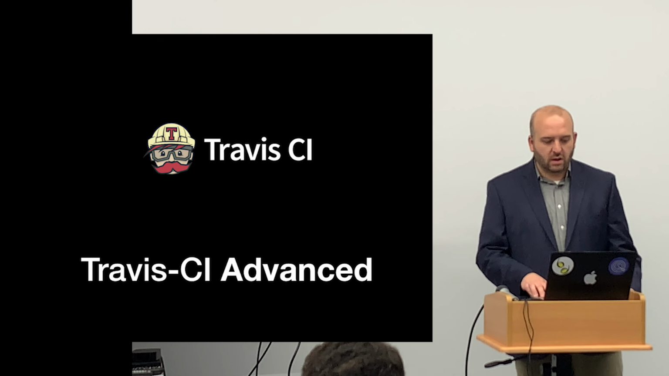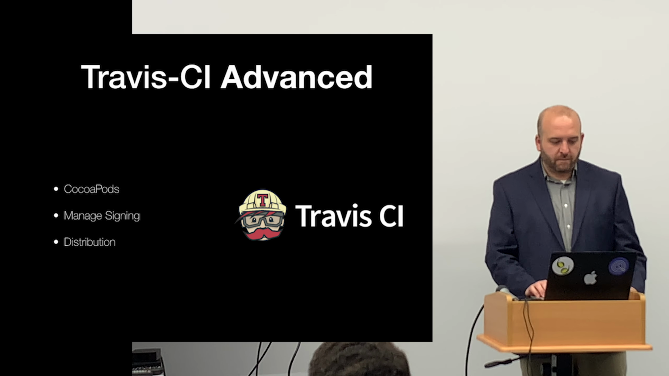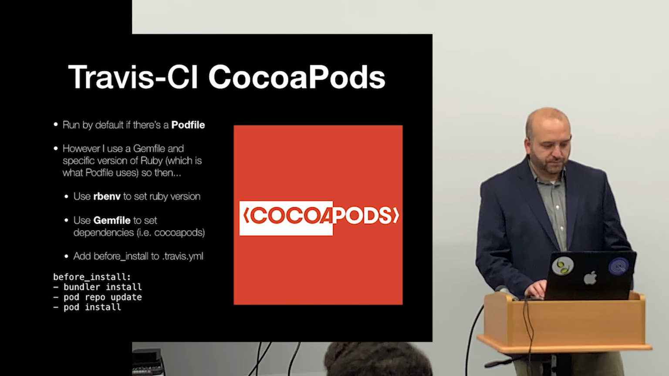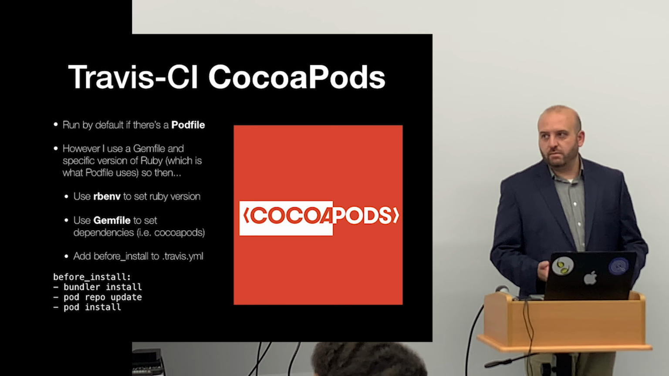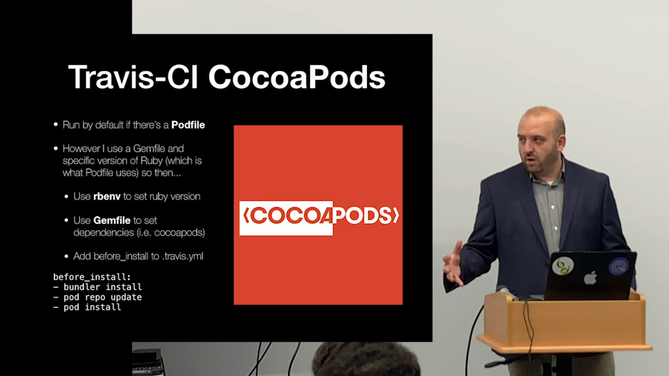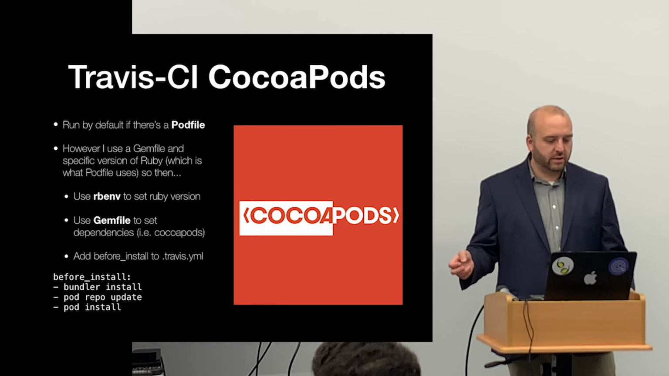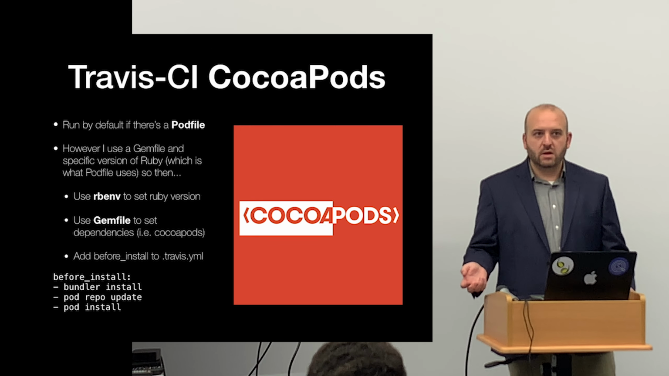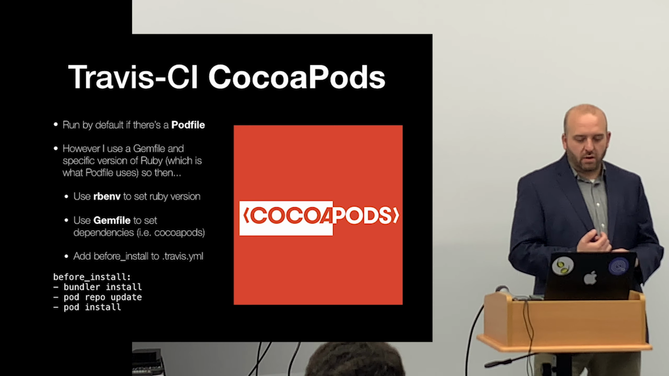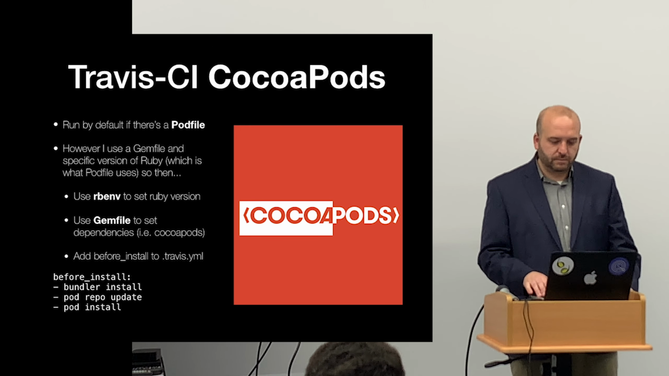But as far as advanced, there are a couple of things I had to do. I used one CocoaPod that I had to integrate, and then we'll also talk about signing and distribution. CocoaPods are automatically run by default within the default application. So if you have a pod file, it'll automatically use that to install. In this case, there were some things that I was using that were Ruby related, so I had to actually run it manually. So in my before install, I make sure to run bundler install. I update the repo and then use pod install to install the pods.